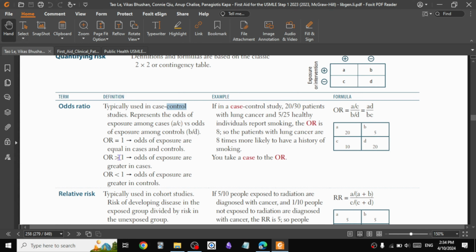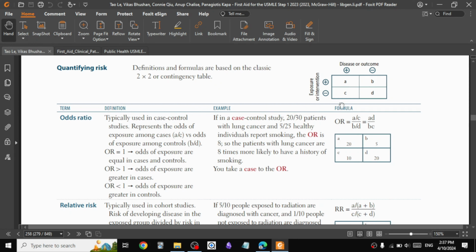And similarly, if the numerator is greater, that means the odds of exposure are greater in cases. Okay, and if it's less than 1, that means the denominator is greater. That means odds of exposure are greater in controls. Okay, and what are we doing? So we're taking the disease group, right, and we're comparing the exposure levels in that group first. So all my cases are here first, right? So that's the numerator. Okay, and then I'm dividing it by the controls, right? And I'm comparing the exposure levels in those, so I'm dividing the B by D.